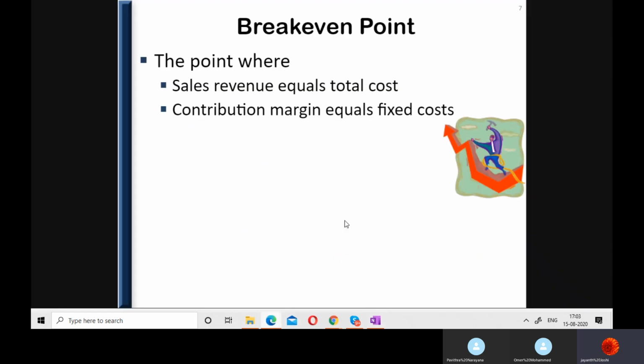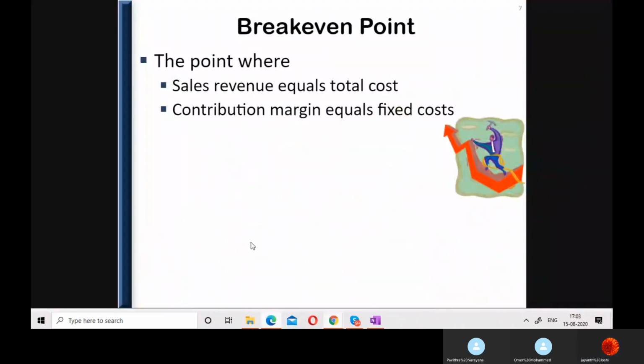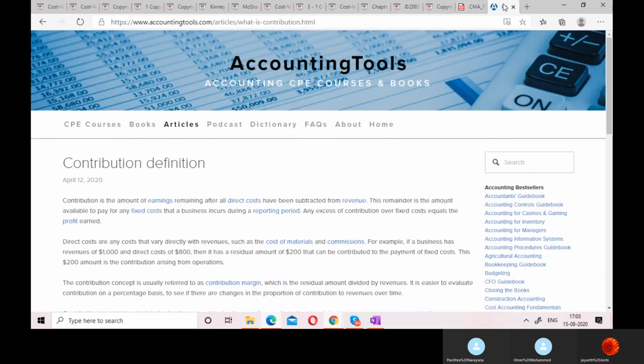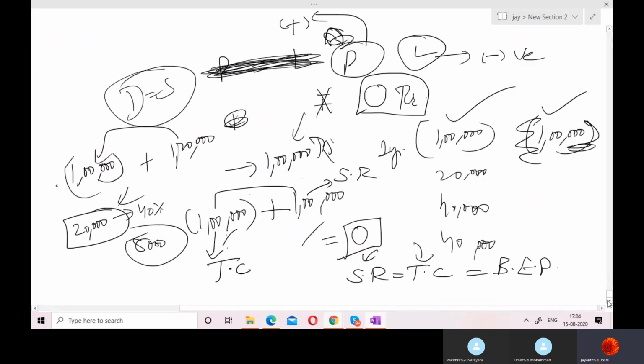So before coming into contribution, let us discuss something regarding contribution. Contribution is the amount of earnings remaining after all direct costs have been subtracted from revenue. And you remember the direct costs, what I used to say was direct material, direct labor. And direct material and direct labor are always of variable nature. So I'm coming back to that. What is the contribution?